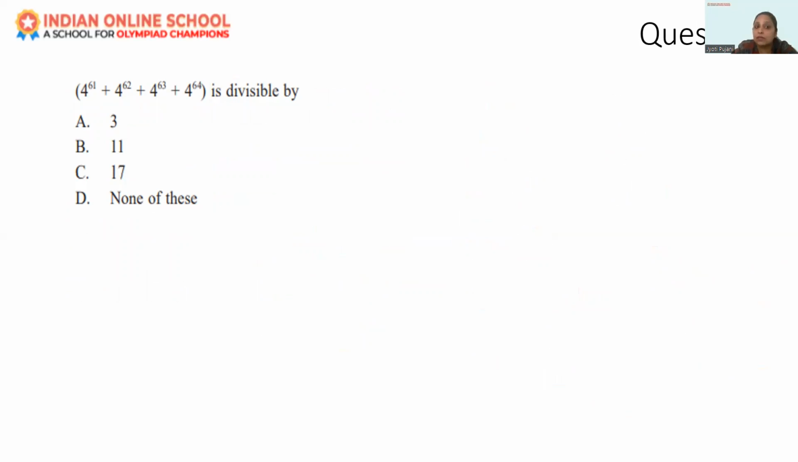4 raised to power 61 plus 4 raised to power 62 plus 4 raised to power 63 plus 4 raised to power 64. In this type of question, we will use a short trick. I will take the minimum power which can be common. 4^61 is the minimum power, so I can take 4^61 as a common.